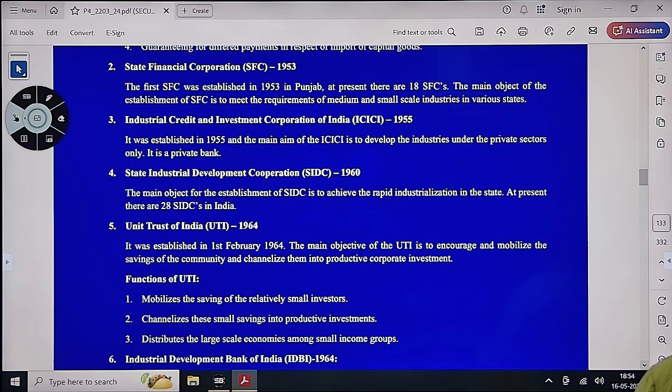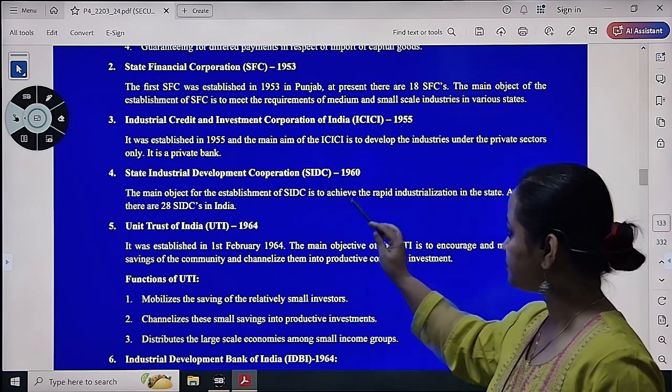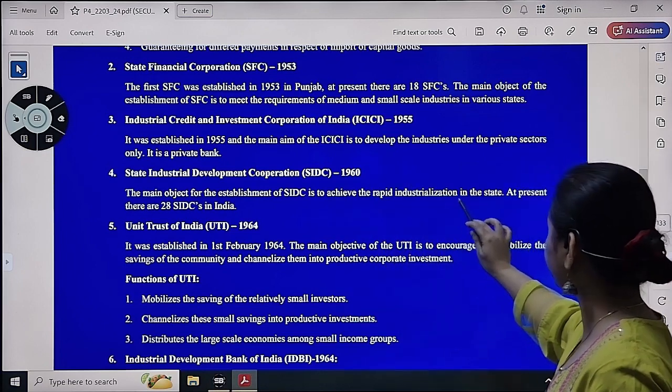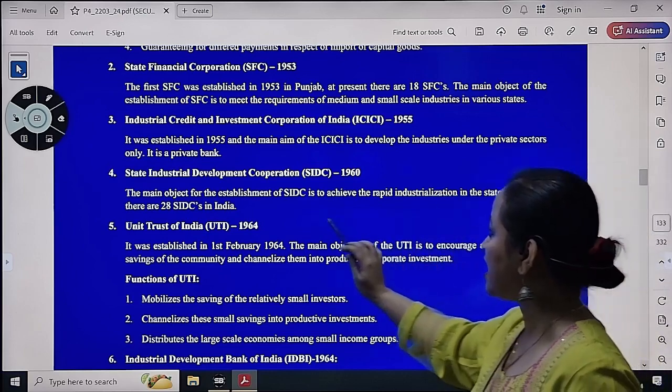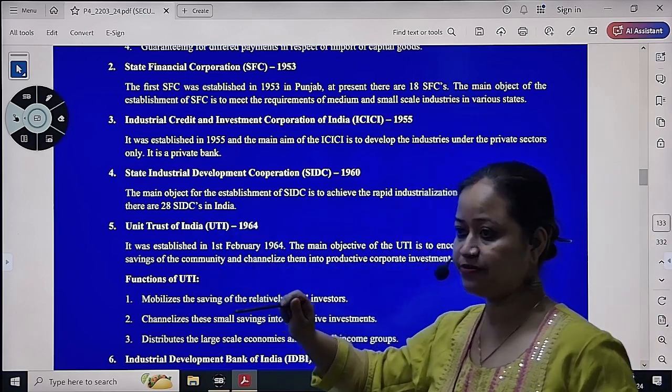Fine. You have to make a project and show it. Then a loan is given by all these institutions to the new industrialist to start a new one, to expand, to grow and even to diversify. If someone wants to expand, grow, or increase capital, all these institutions provide medium and long-term loans for this purpose. So rapid industrialization in the state. At present there are 28 SIDCs in India.